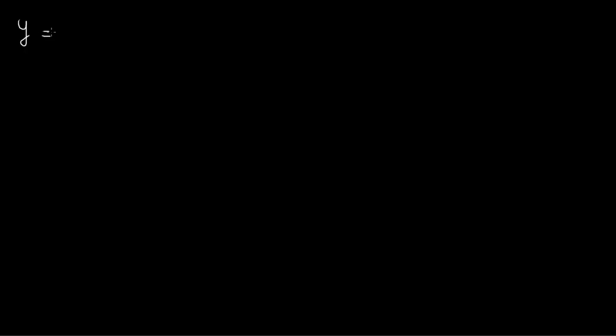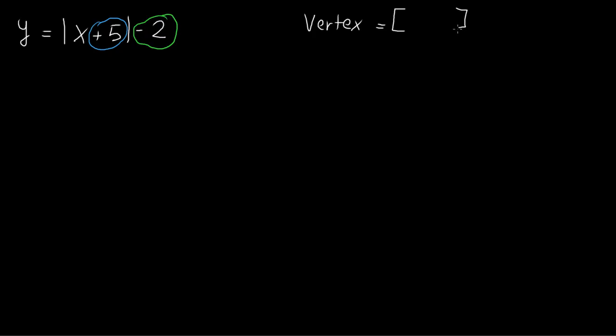y equals absolute value x plus 5 minus 2. So again, let's visualize. And we have a way of calculating where the vertex is simply by looking at this number inside the bracket, so the blue number, and this number, which is outside the bracket. The vertex point, the vertex of our absolute linear equation, again, remember these are coordinates, so the first one is x and the second one is y. Now the question is which?